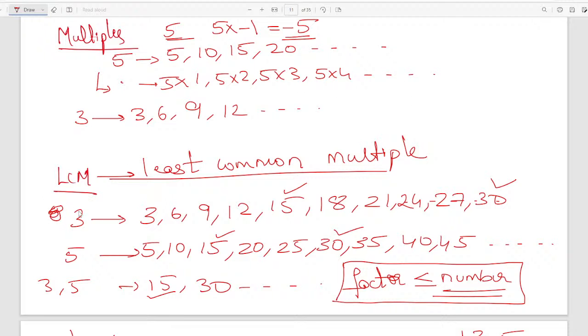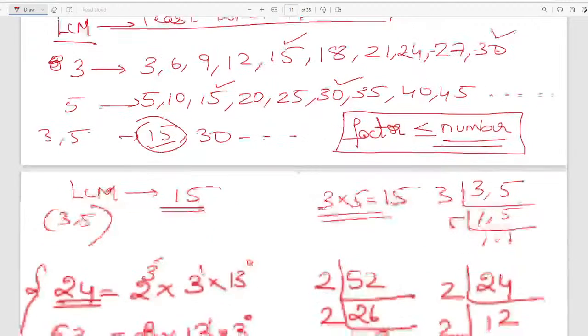To calculate the least common multiple, one method is to write down all the multiples and then find the common multiples. So the common multiples here are 15 and 30 and so on. And the least common multiple among these multiples is 15. Or you can use the prime factorization method.